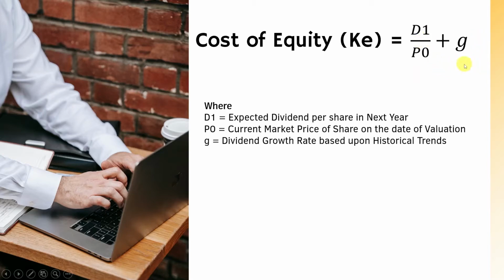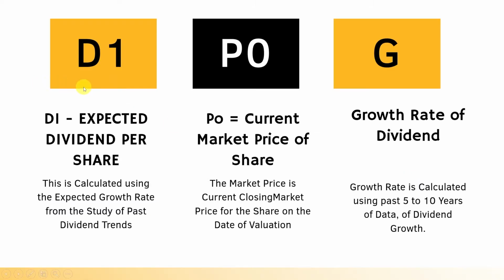Now these numbers will be calculated and found in the real world. D1 reflects our expected dividend per share in the next year for Caterpillar Incorporation. P0 reflects the current market price of share on the date of valuation for Caterpillar Incorporation, and g simply reflects the dividend growth rate based upon historical trends and details. These numbers shall be calculated based upon the real world data, which we shall see in our forthcoming sessions. So we will find our D1, our P0 and our g in the forthcoming sessions.